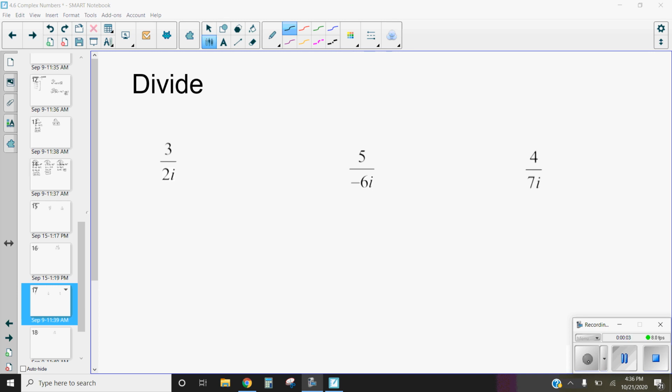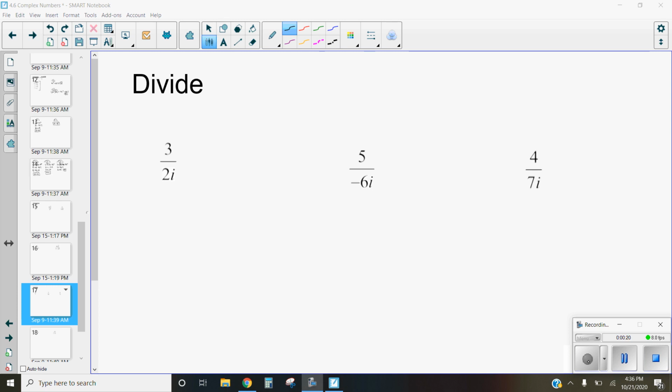Hi, this is Mrs. Kidman, and in this video, we're going to be discussing how we can divide with complex numbers on the bottom. So just like with radicals, we don't want to have complex numbers on the bottom because they're kind of icky. So we want to learn how we can move them out of the bottom.